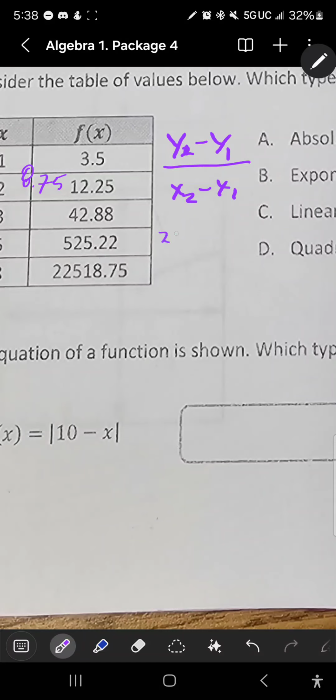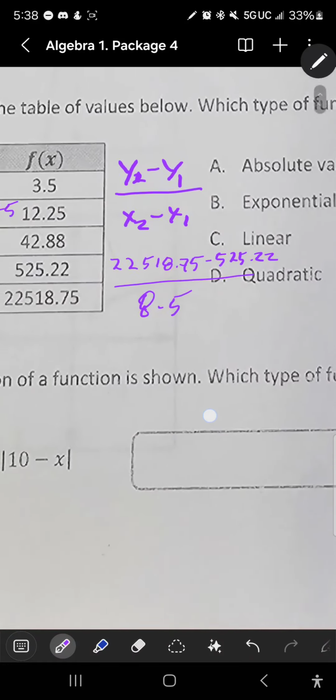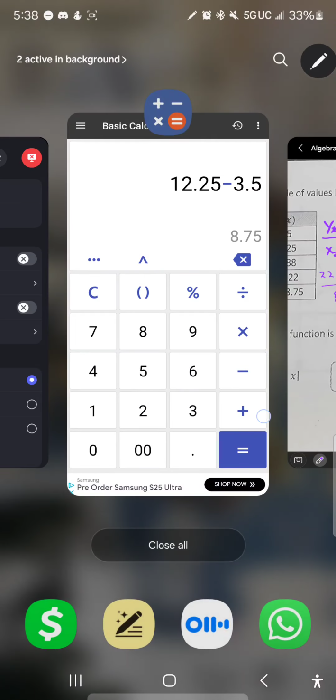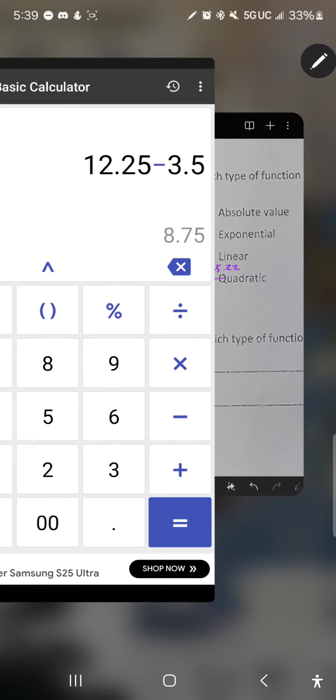Now, our second slope, let's just choose the two last numbers. It will be this big number, 22,518.75 minus 525.22, all of this over 8 minus 5. So we have this calculation. It's going to be 21,000 something, 80 something, but let's see.